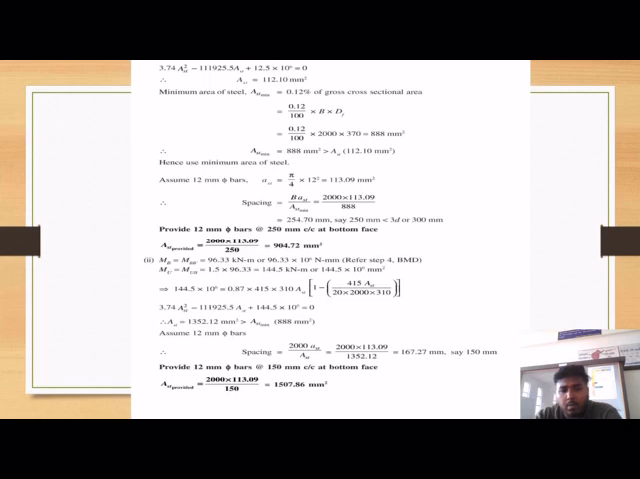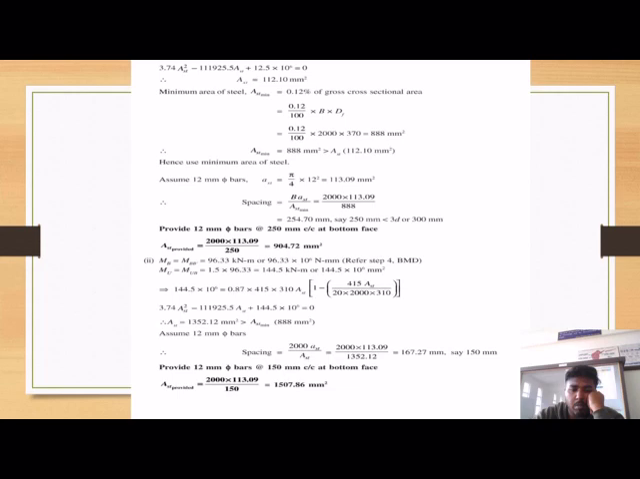144.5 into 10 to the power 6 is equal to 0.87 into 415 into 310 Ast (1 minus 415 Ast divided by 20 into 2000 into 310). This gives 3.74 Ast square minus 925.5 Ast plus 144.5 into 10 to the power 6 equals zero, so Ast is equal to 1352.12 mm square.